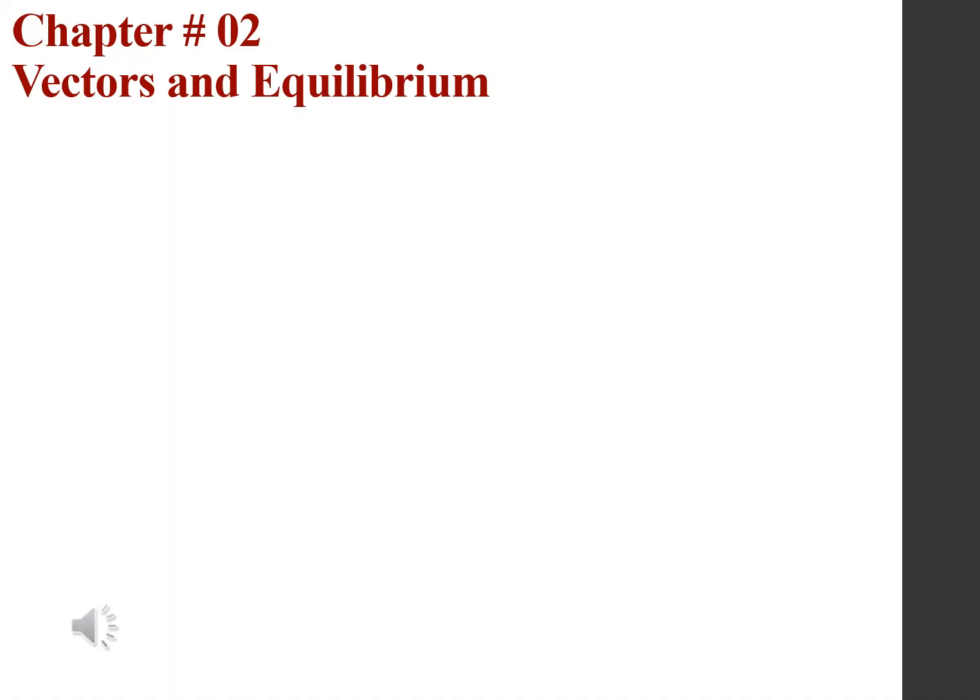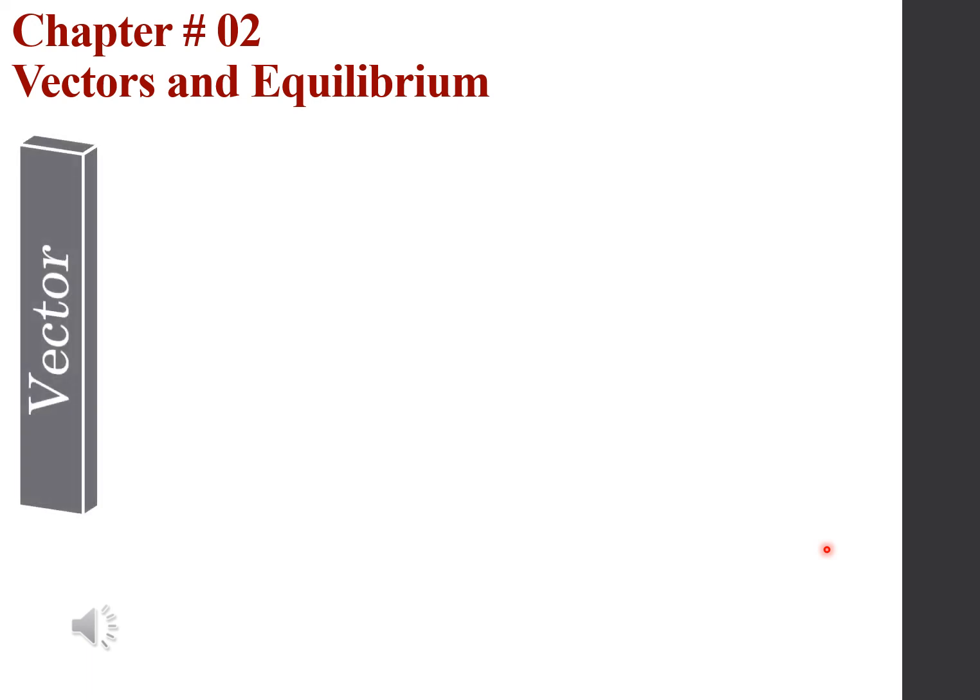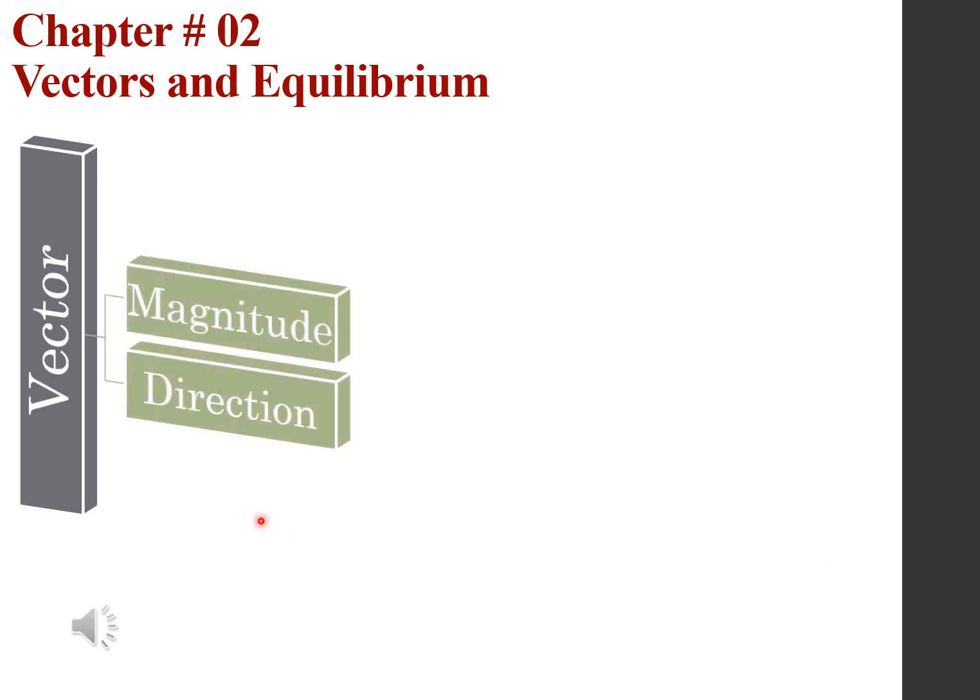As we have started chapter number 2, Vectors and Equilibrium, today we will discuss vectors, the Cartesian coordinate system, and addition of vectors. Let's start with vectors. A vector quantity is a quantity that has magnitude as well as direction. For defining scalar quantities, we do not need direction, we only need magnitude and unit. But for defining vectors, we need magnitude as well as direction.